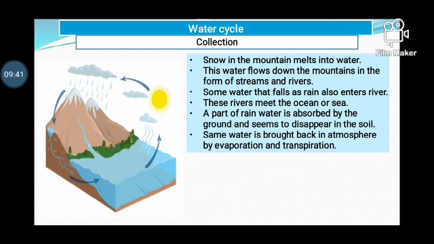A part of rainwater is absorbed by the ground and seems to disappear in the soil. The same water is brought back to the atmosphere by evaporation and transpiration.